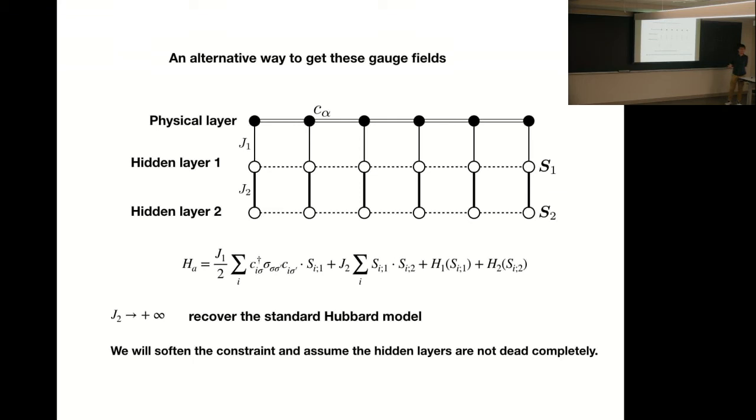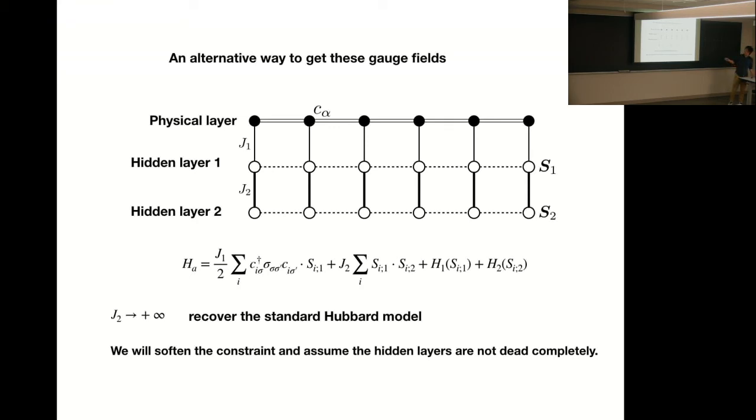One important thing: previously I had a constraint, but here I will not make this constraint a hard constraint. Instead, I will make it an energetic constraint. So I will introduce a spin coupling, J2, between these two spins. When J2 goes to infinity, S1 and S2 will be dead, just forming a two-site singlet. But we don't need to make them really dead. We can just focus on the large J2 limit. So now we can describe some state using both S1 and S2, and finally, we can take the J2 to infinite limit.